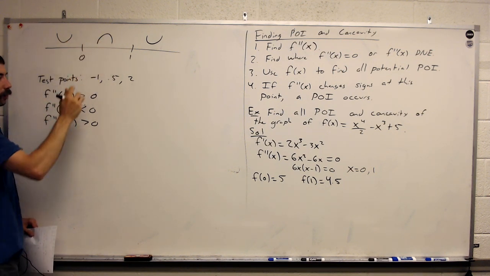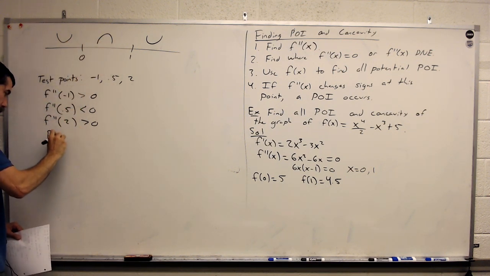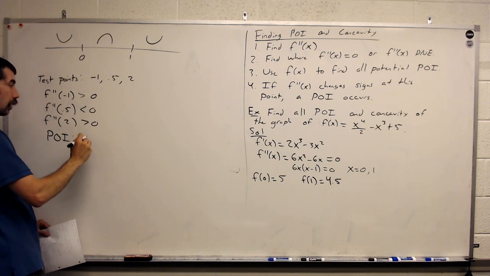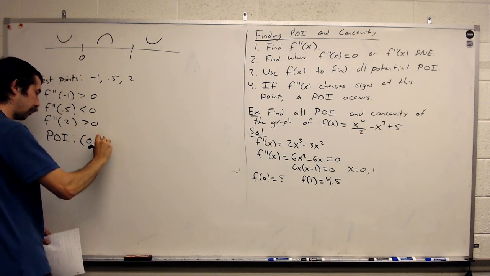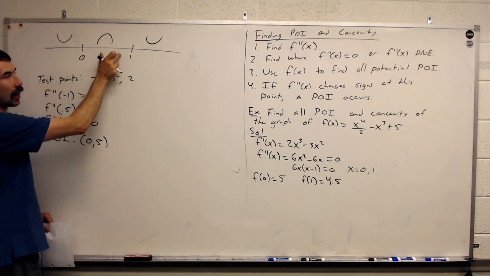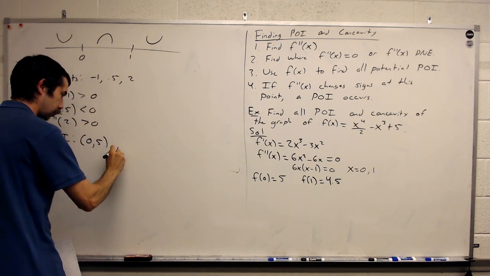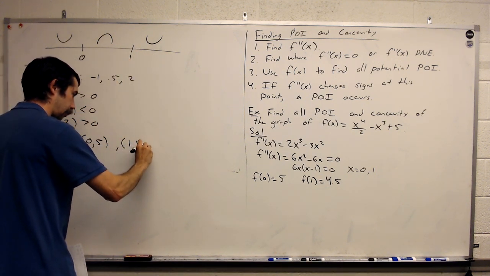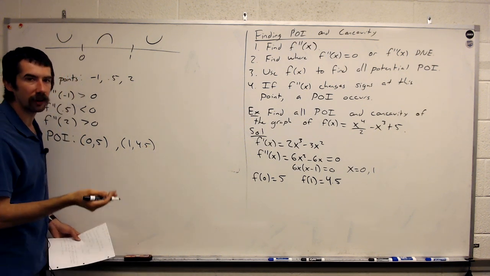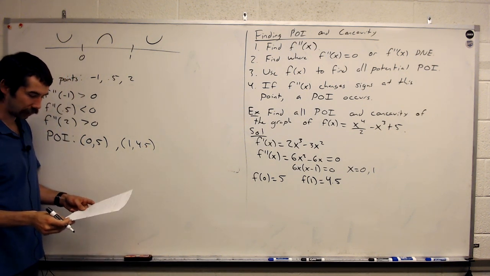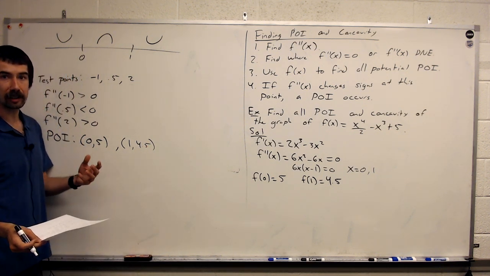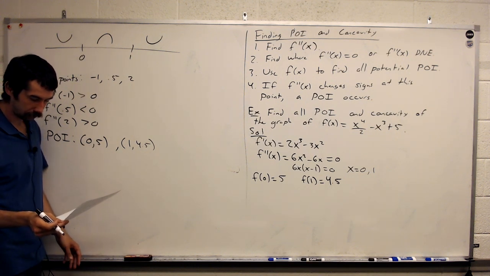That means a point of inflection at the point (0, 5). And then we go from concave down to concave up, so we got another point of inflection. So in this example, both of our candidate points of inflection turned out to be actual points of inflection.